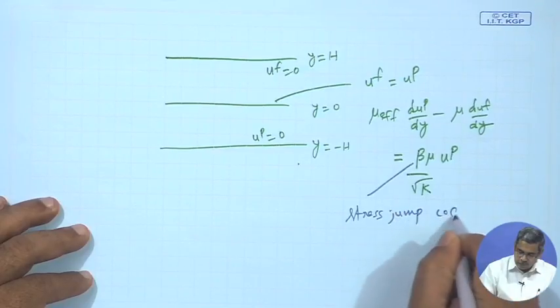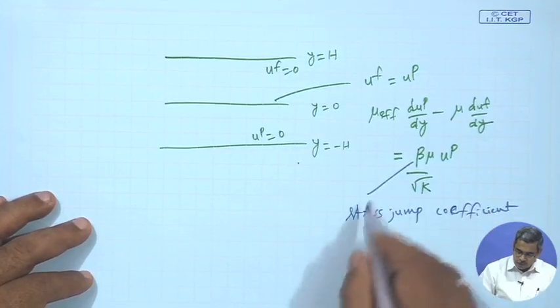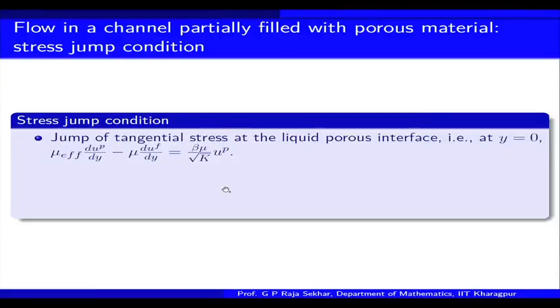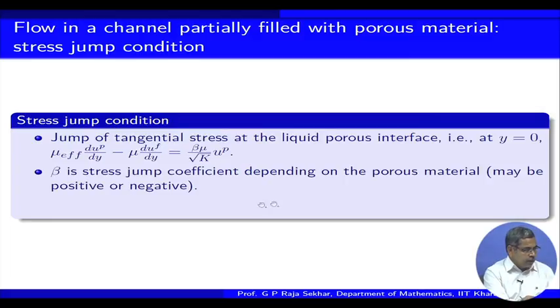And this beta is called the stress jump coefficient. This was introduced in 1995 by Ochoa-Tapia. Correspondingly, a lot of literature has come following this interface condition. In the pioneering work by Ochoa-Tapia, it was indicated that this beta can be of order 1, positive or negative, but consequently there were some corrections to the initial statements.